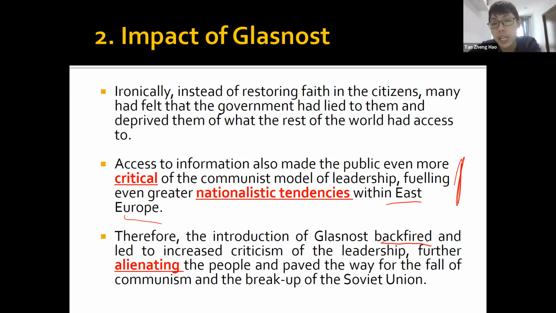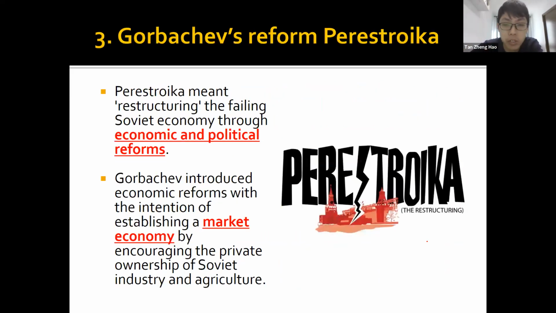Okay, and the next reform you want to know is Perestroika. Just take note of the spelling. Some of you sometimes spell it wrongly, but we don't mark you off for spelling, but it shouldn't be too far off. Okay, so Perestroika are a series of economic and political reforms. The economic side is very straightforward. It means there is now more market economy. That means there is more capitalism kind of idea.